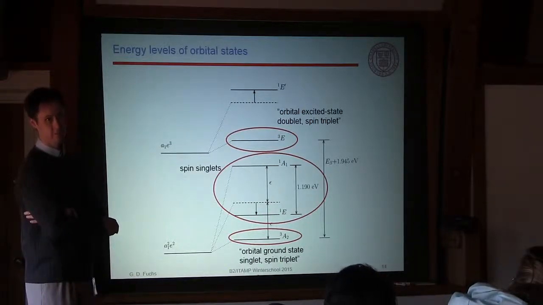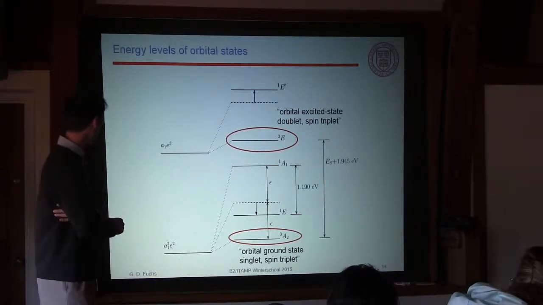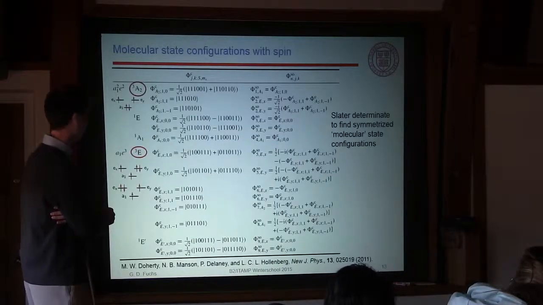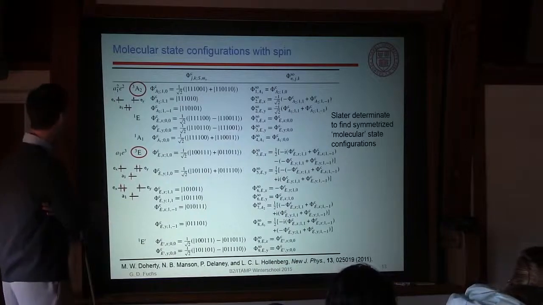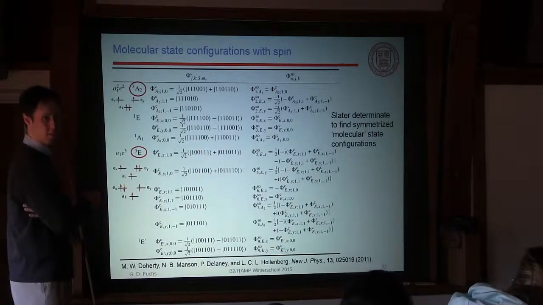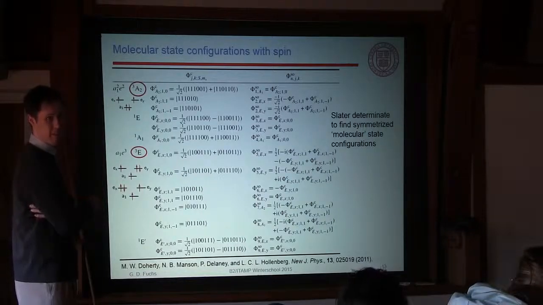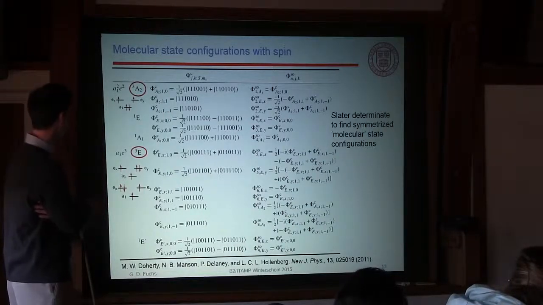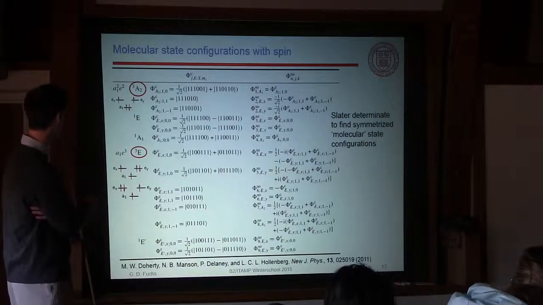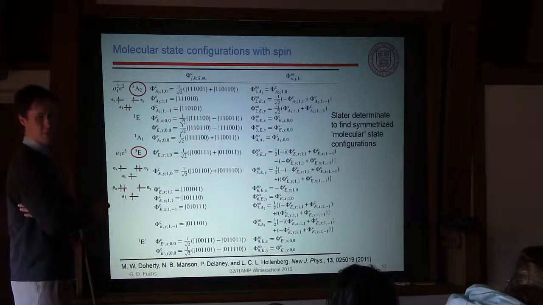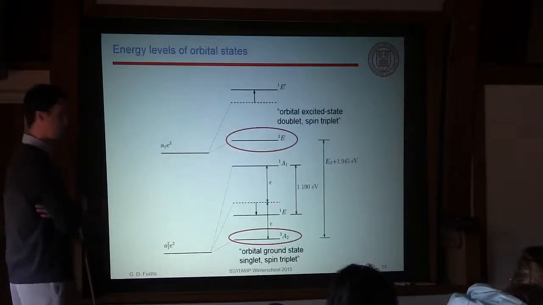Okay, so why are they spin triplets? It's just the fact that you have two electrons, so you do angular momentum addition and you get a spin triplet from two. Hund's rule says that these two have to point in the same direction, so you have a total spin of one. And that's a spin triplet.